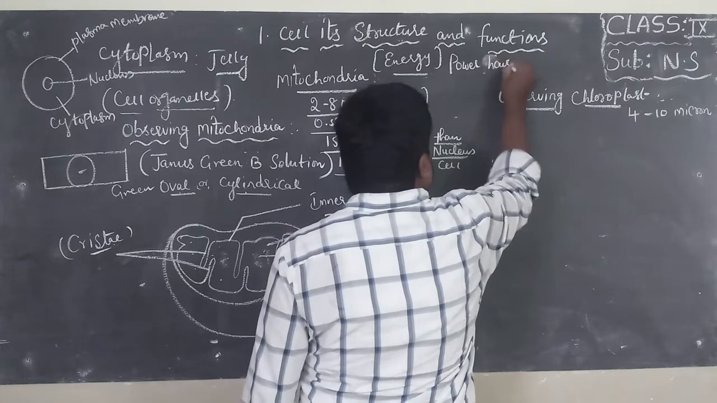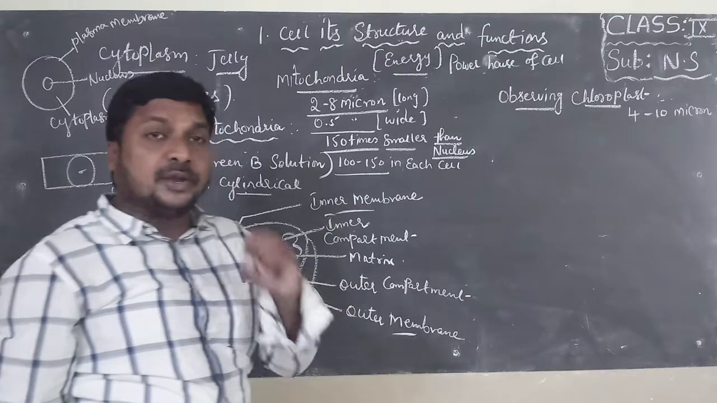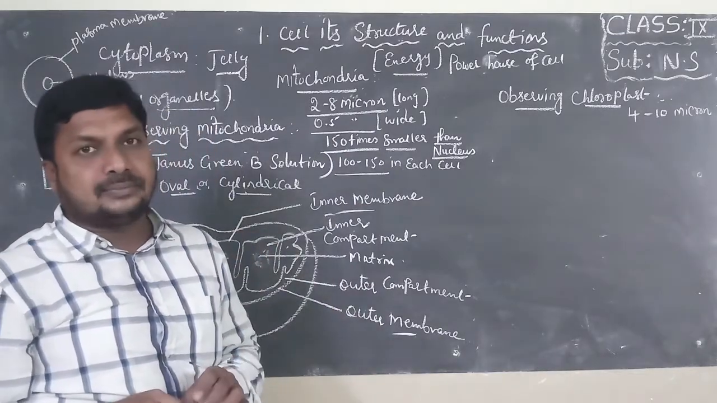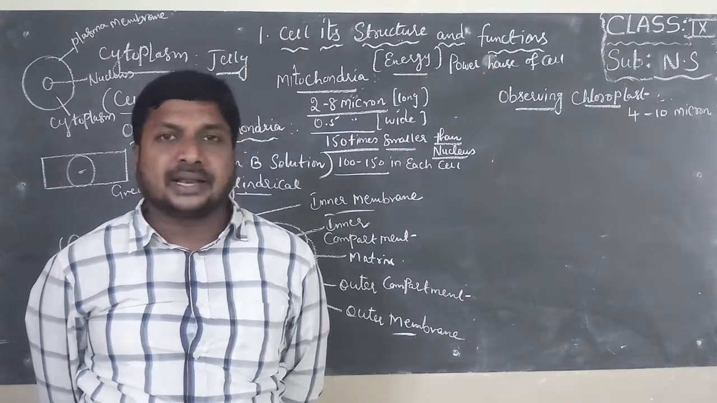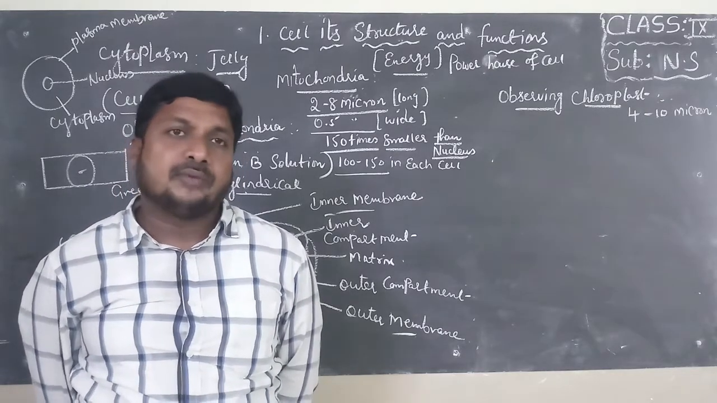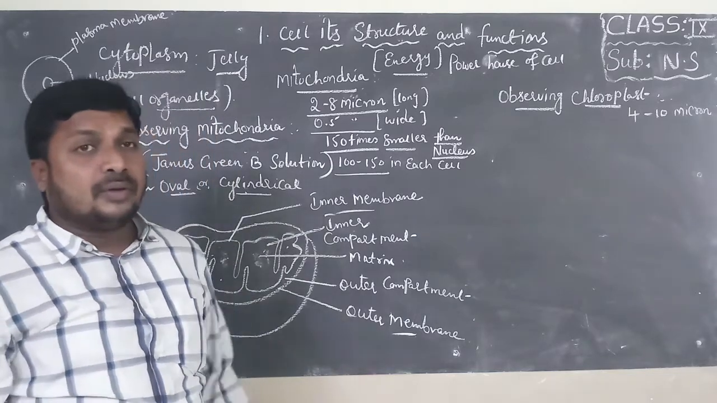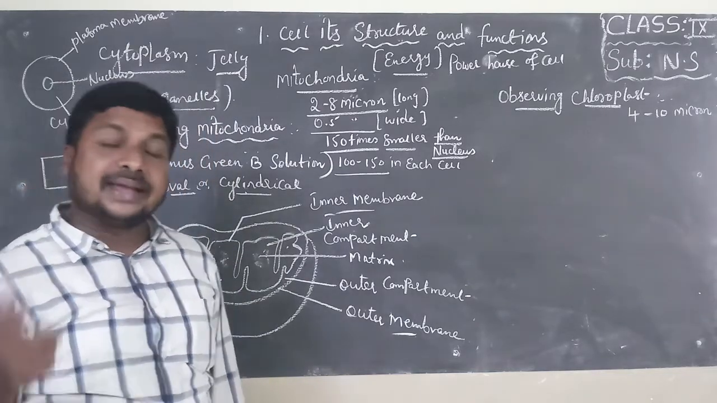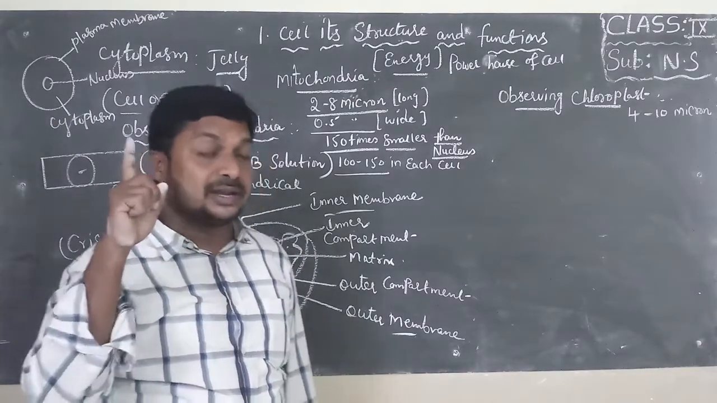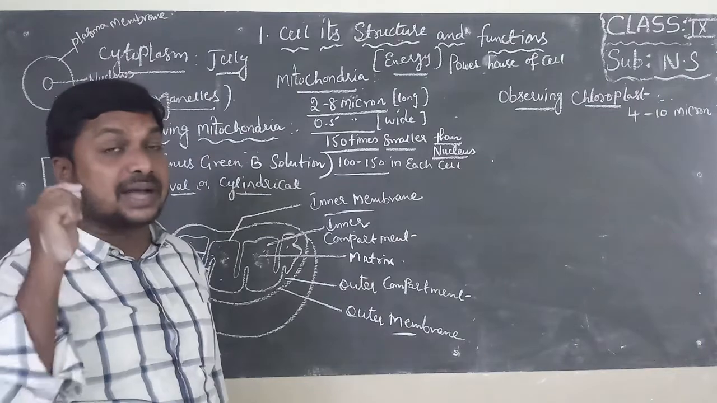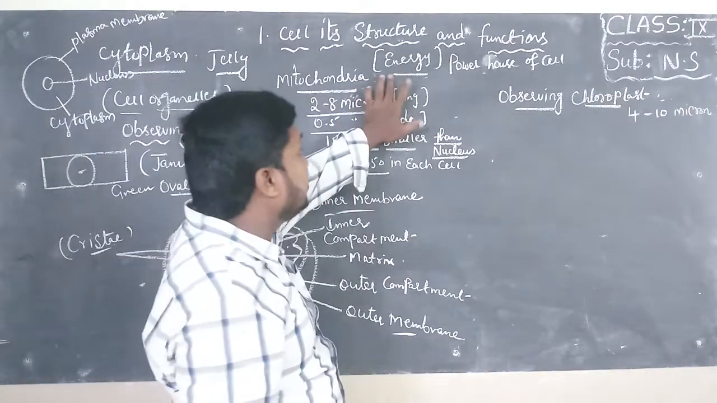Powerhouse of the cell. Do you know how you get energy? Some people think we get energy from food. So when you take food, is energy released or not? No. When food is digested, energy will be released. The digested food is carried by blood to all cells along with oxygen. When oxygen combines with the digested food, which takes place in the cell, energy will be released.